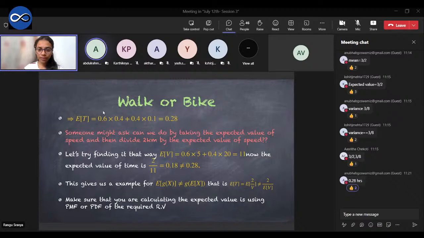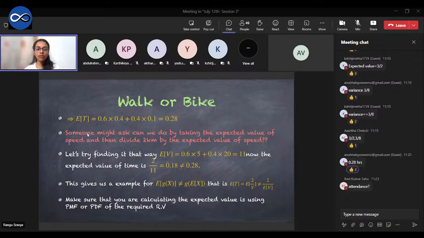Let's calculate E of V. E of V is nothing but 0.5, which is the probability of walk, into the speed for walk, that is 5, plus 0.4 into 20, which is 11. Now the expected value of time, if you want to find it by distance by speed, will be 2 by 11, which is 0.18, which is not the same as what we calculated from the actual method.